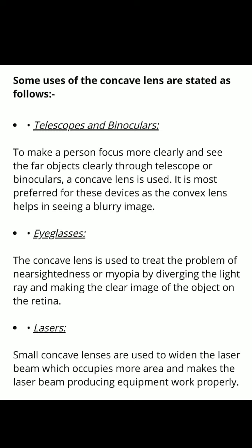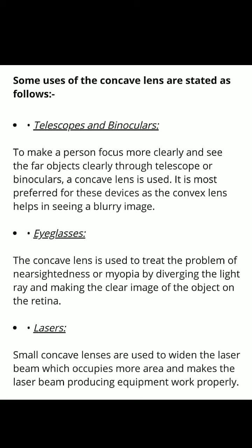It is most preferred for this device, as a convex lens gives us a blurry image. So concave lenses are used in telescopes and binoculars to magnify objects because it is a divergent lens. As convex lenses create blurs and distortion, telescope and binocular manufacturers install concave lenses before or in the eyepiece so that the person can focus more clearly. A convex lens is also used, but the main function is by the concave lens.